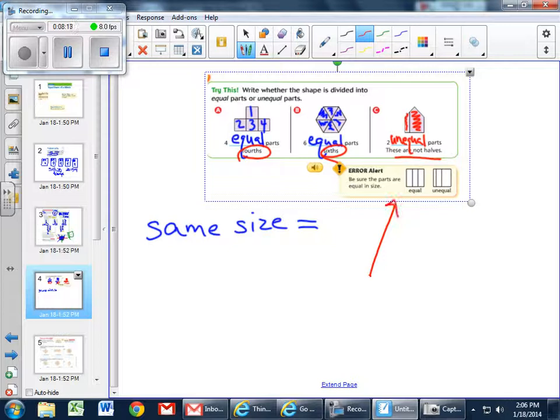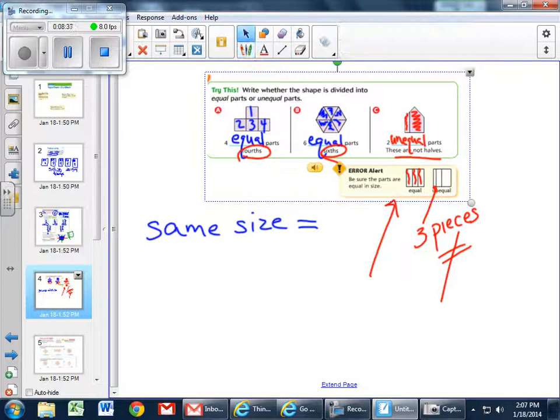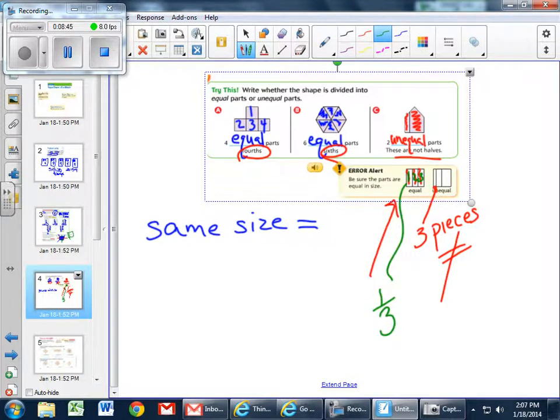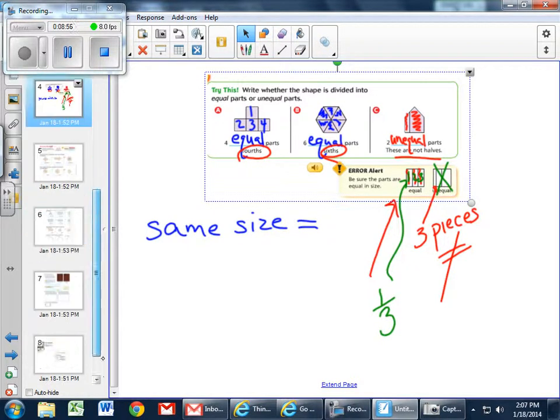Looking at our error alert, be sure the parts are equal in size. You see that these 3 are the same size. This one is split into 3 pieces, but they are not equal. They're not the same size, so that is not a fraction showing 1/3. This fraction, you have 3 equal pieces, you would have a fraction of thirds, you would have 1 piece of a third would be this piece. This you can't have as a fraction because the pieces are not equal. Okay.